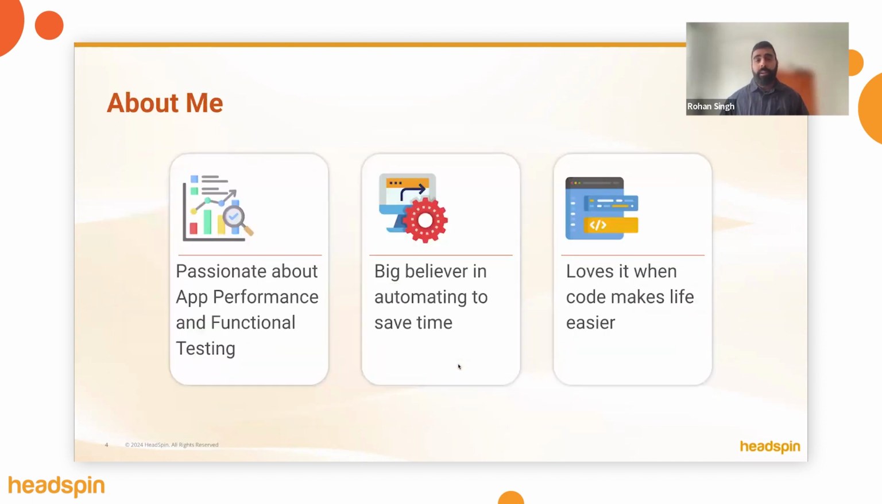A bit about me. I'm passionate about app performance and functional testing. I love using things like Appium and HeadSpin's performance features to test any app and automate any app. I'm a big believer in the power of automation to make sure that your builds are released consistently and in good quality. And I love it when you write code and it makes life easier.